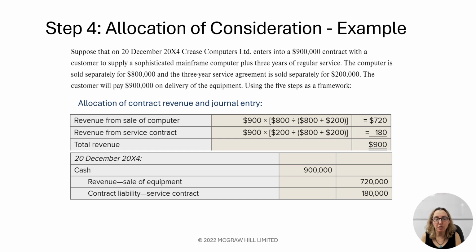And then each year, if we were looking at the journal entry, we're basically going to debit the contract liability, it's not on the slide here, and credit revenue for the service contract, and it would be 60,000 per year, because again 180 divided by 3, that would give you the 60,000 that you're going to recognize for that revenue each year.